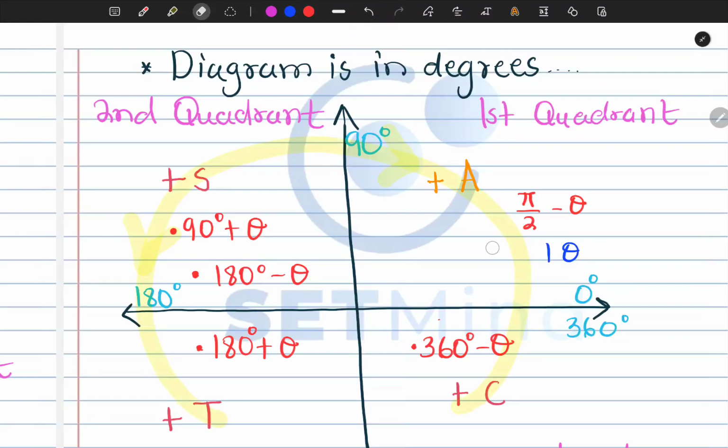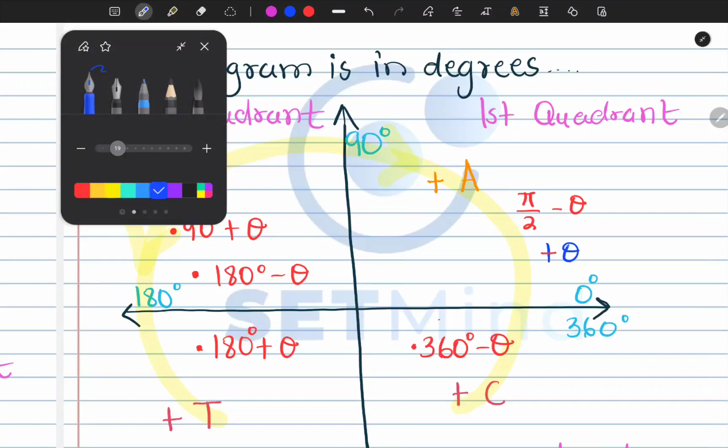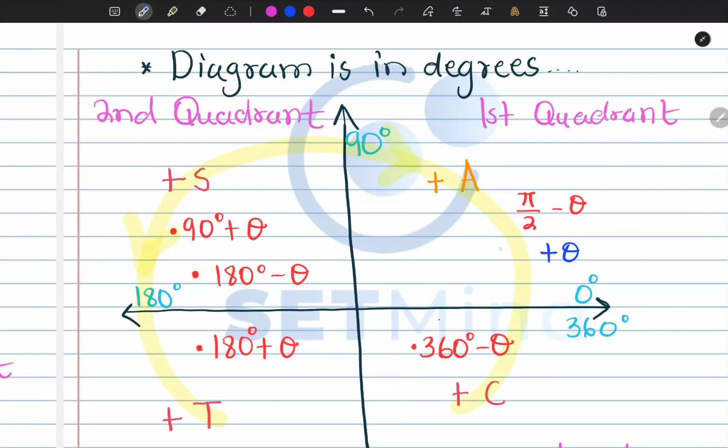Okay, so let's deal with this one. Here we have 360 plus the angle theta. When you convert 360 into radians, you just take 360 multiplied by pi over 180. That will give you 2 pi. So whenever you see 2 pi plus theta, you think of the first quadrant.